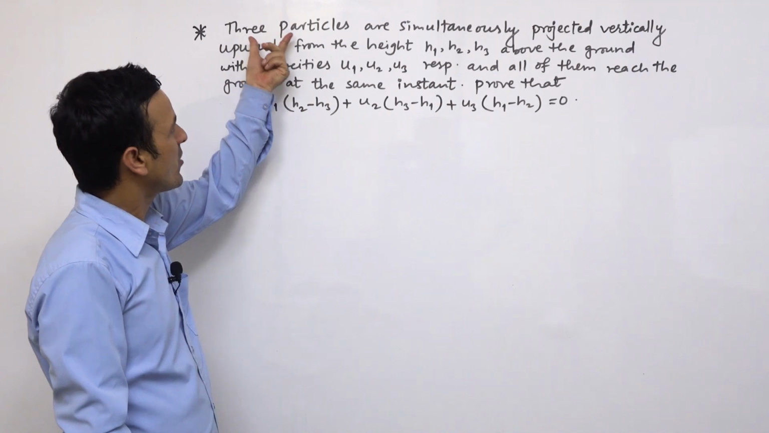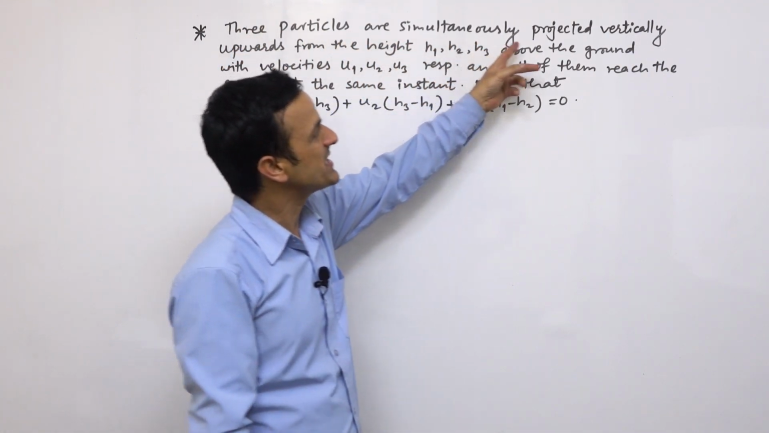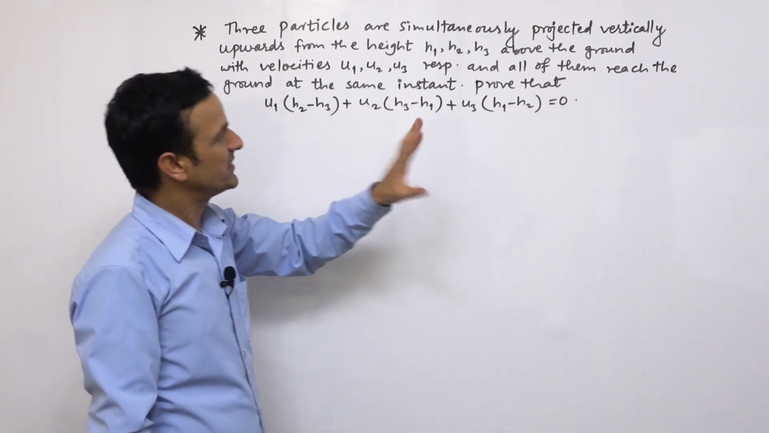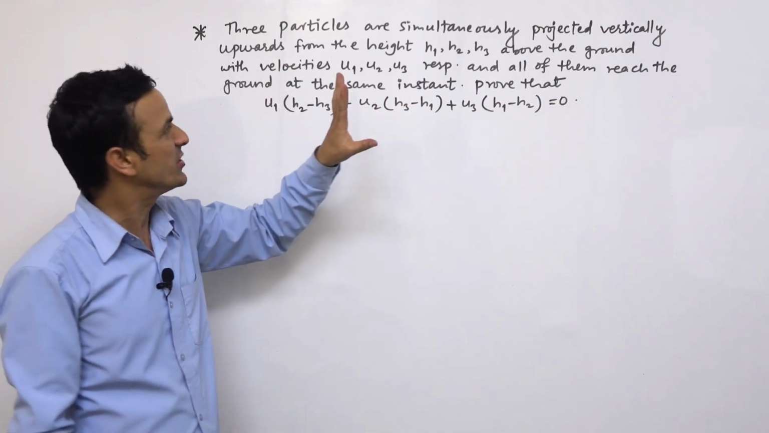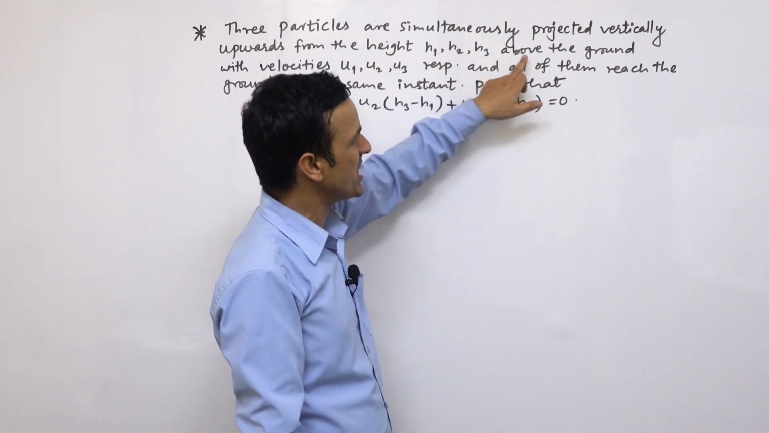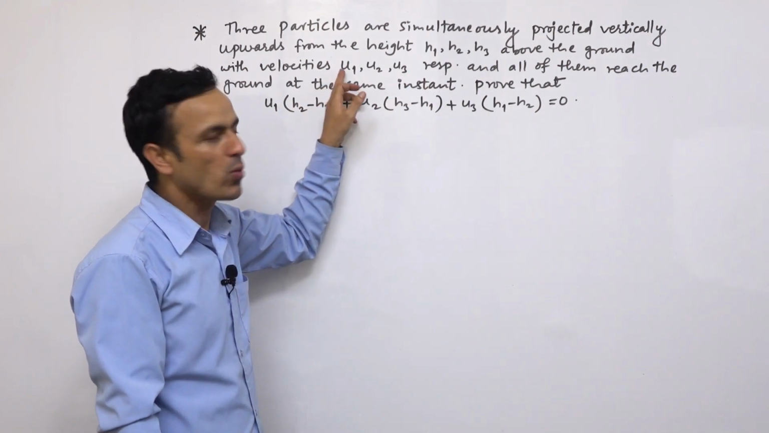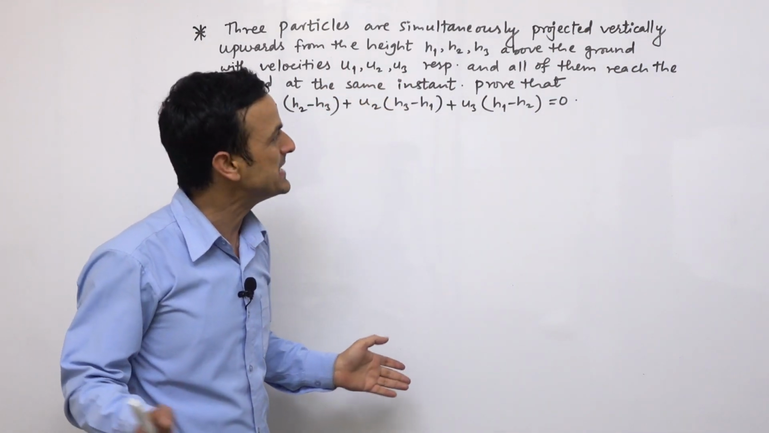Now let's understand what the question is. 3 particles are simultaneously projected. We have 3 particles, which are projected from the heights h1, h2 and h3 above the ground with velocities u1, u2 and u3 respectively.